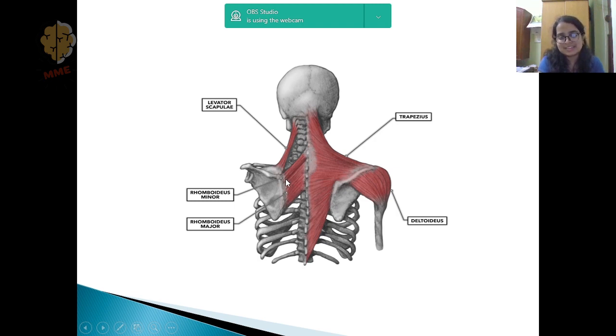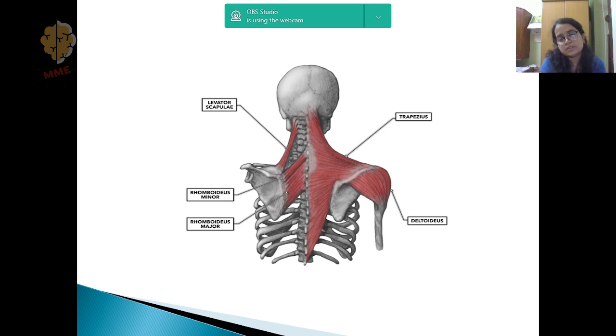Rhomboideus minor is inserted onto the medial border of the scapula on the dorsal surface or the posterior surface, just nearby the root of the spine of the scapula, as we say. And the rhomboideus major is inserted again, as we can see here, onto the medial border of the scapula, posterior aspect or the dorsal surface, but below or inferior to the root of the spine of the scapula.